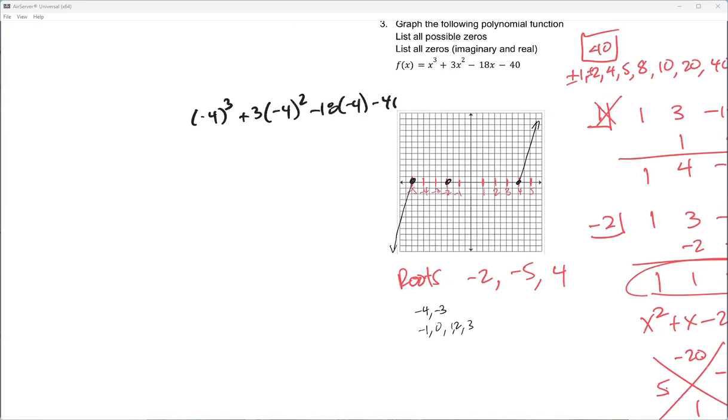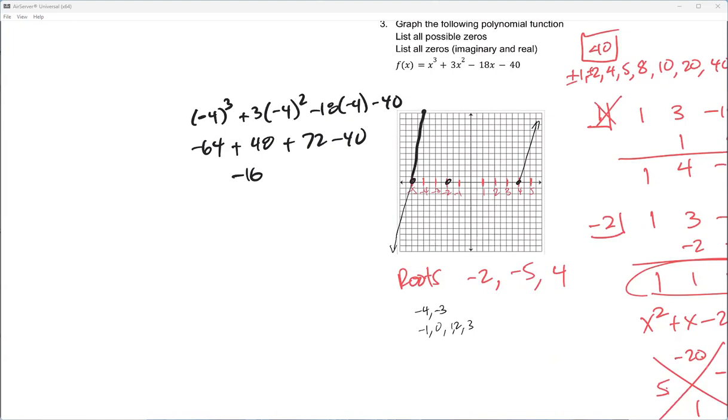This is -64. This is 16 times 3, which is 48. Plus 18 times 4, 72 minus 40. The -64 plus 40 is -16 plus 72. So 72 minus 16 minus 40 is 16. So -4 and 16.